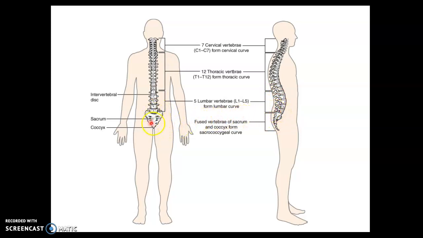Next, we have the sacrum, and right at the inferior tip of the sacrum, there is a tailbone, which we call coccyx.